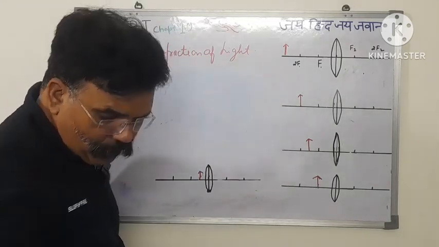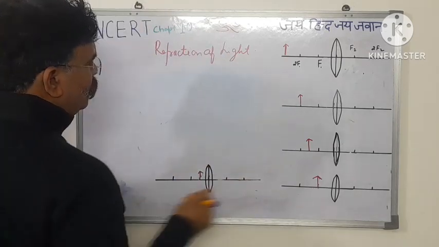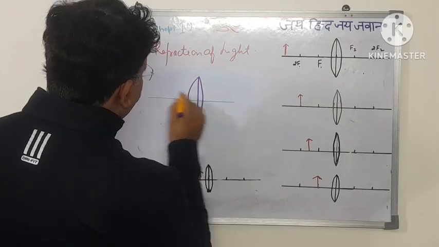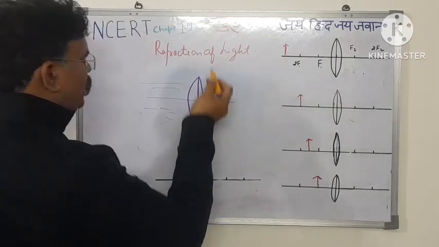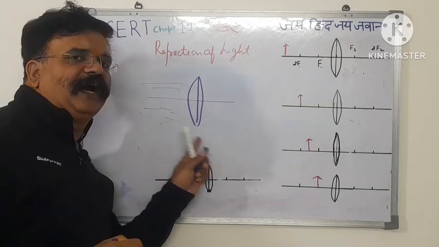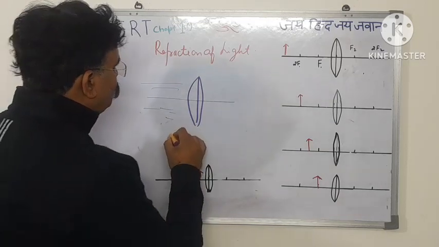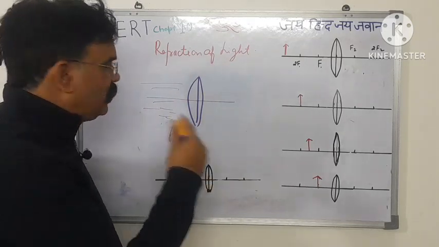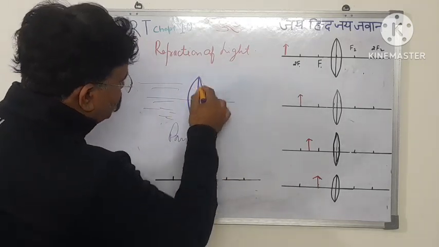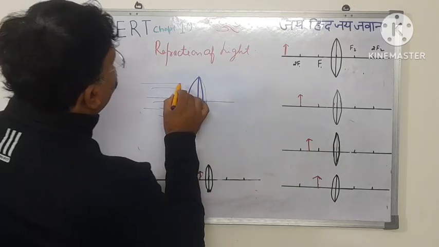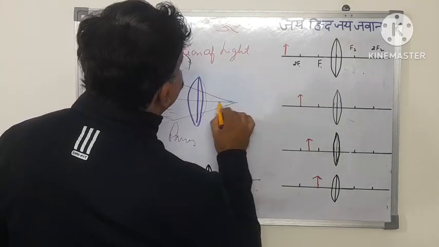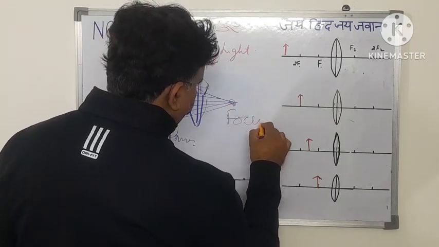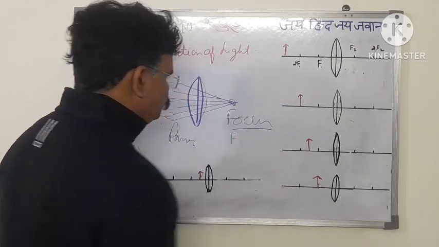Before going, you should know two more things. There is a lens. Light rays are coming. Depending upon the capacity of the lens, which is called the power of the lens, which is generally the thickness of the lens in between, it will divert the path of the rays to a certain point, which is called the focus point, denoted as F.